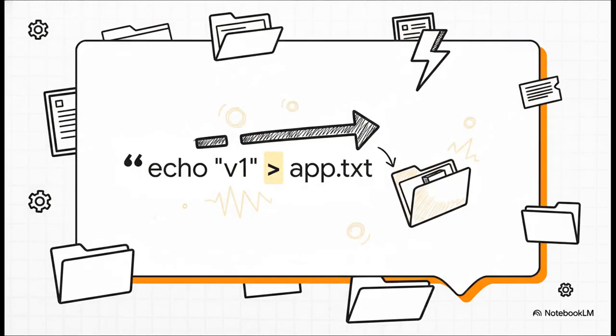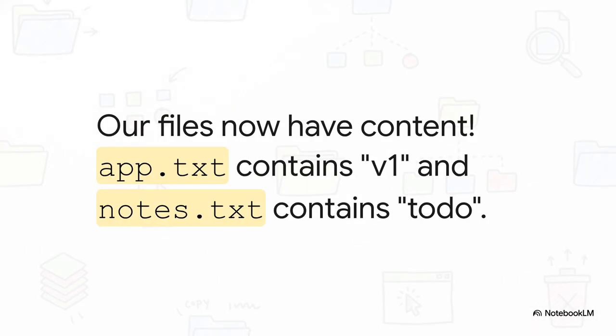So how do you get text into a file without even opening it? You use echo. This command just repeats back whatever you give it. But that little greater than symbol, that's the cool part. It redirects that text into a file. Here, we're putting v1 into our app file and a quick to-do reminder into our notes file. And here's what happened. Our files aren't empty anymore. app.txt is now marked as version 1, and notes.txt has a little placeholder for our to-do list. Our project officially has a spark of life.